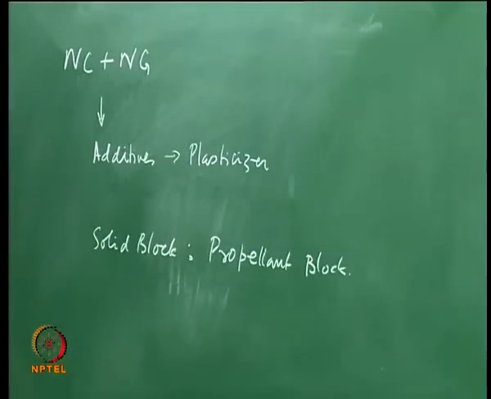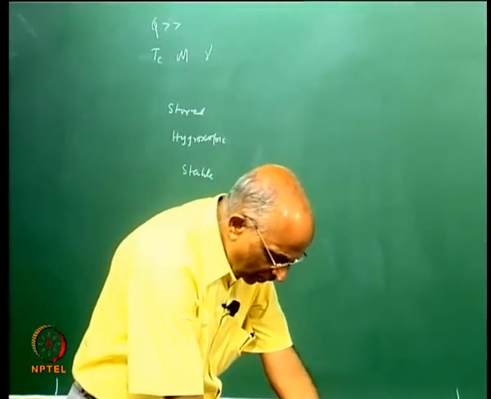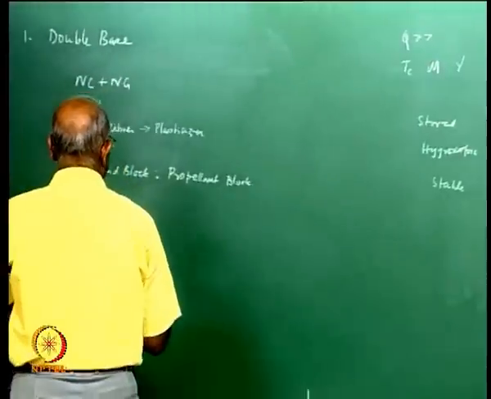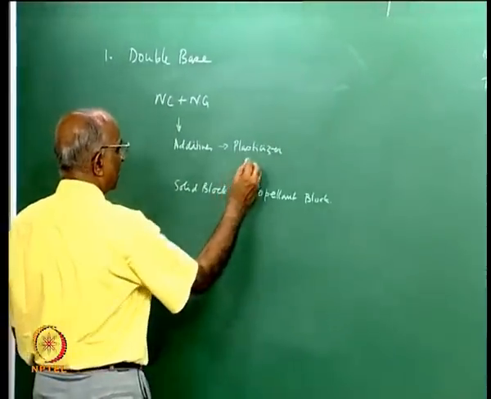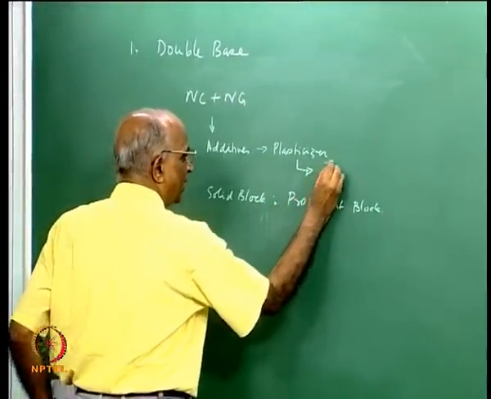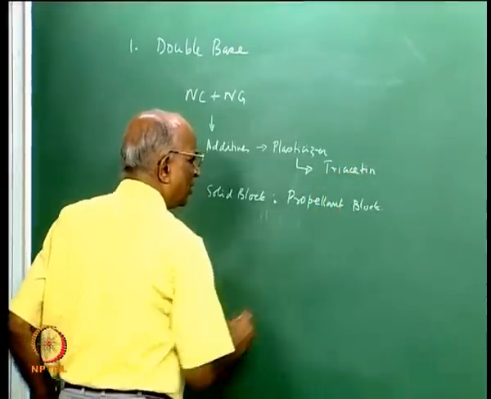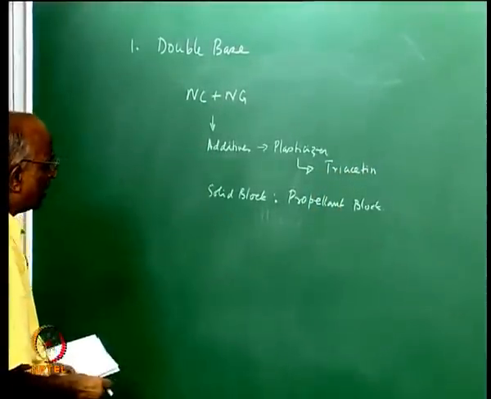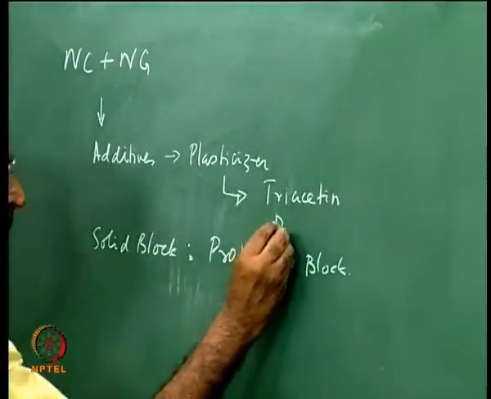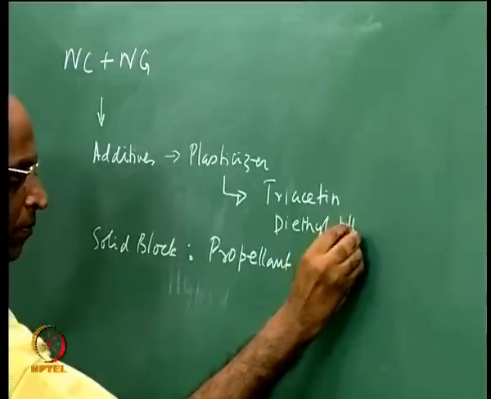Let me put some names of the plasticizers which are added, just to make sure we are in the field. We add plasticizer. I will come back to this plasticizer a little bit. Plasticizers used are something like triacetine. I do not like these names because some of us do not even know what they mean, and there is not much point in knowing, or something like diethyl phthalate.